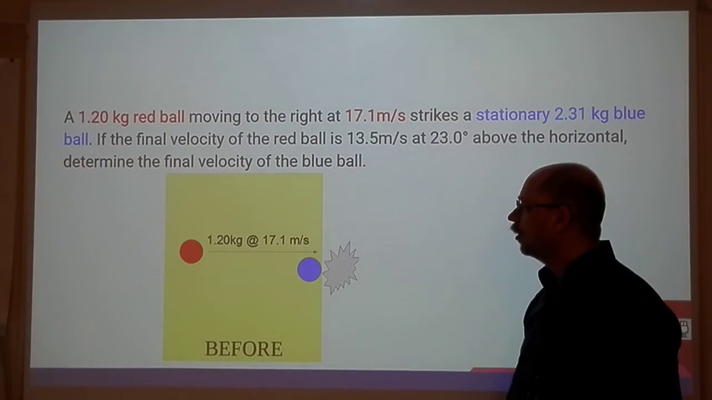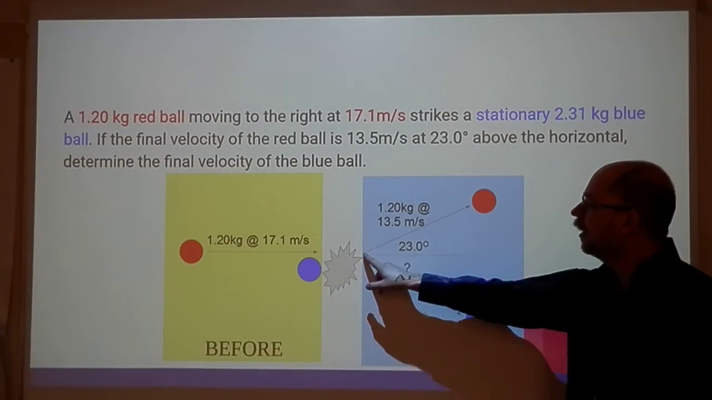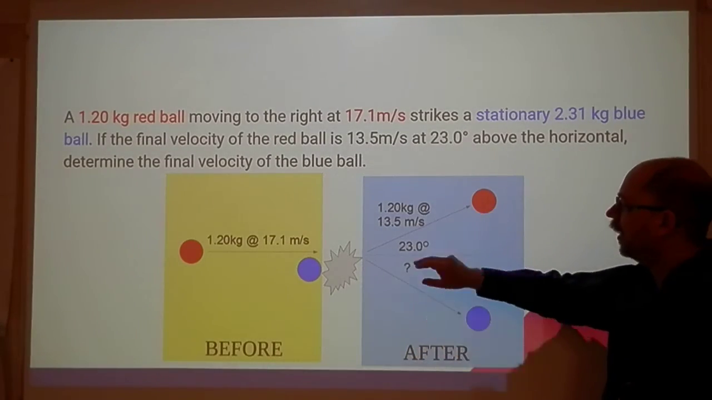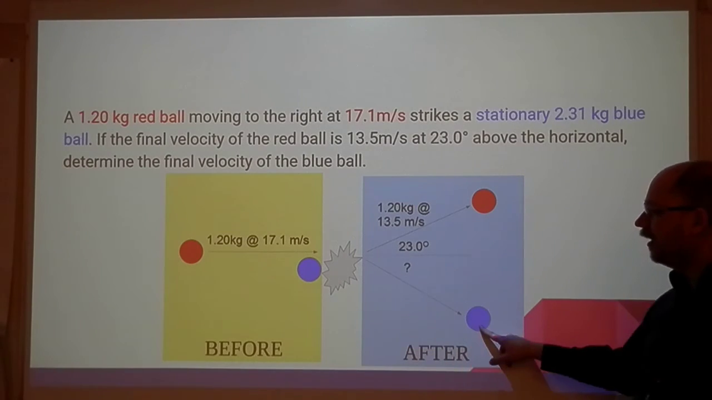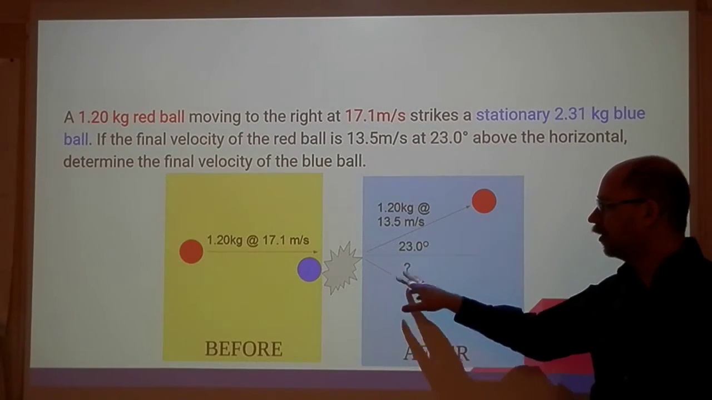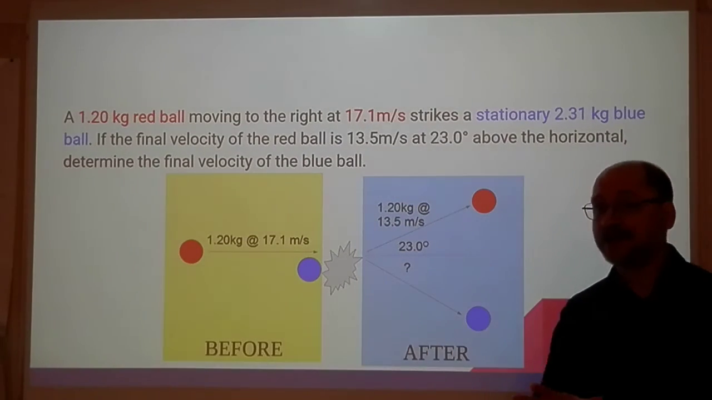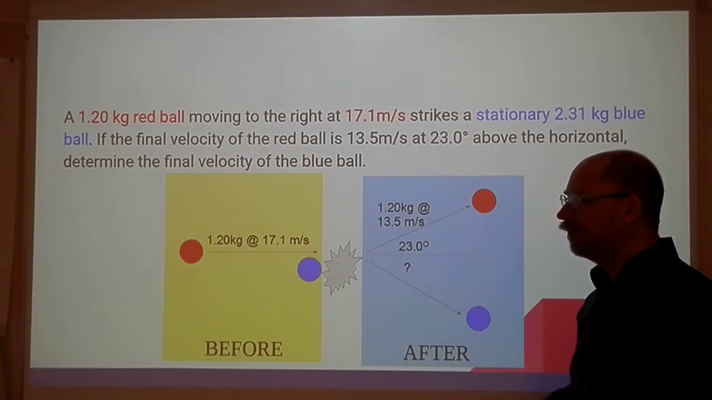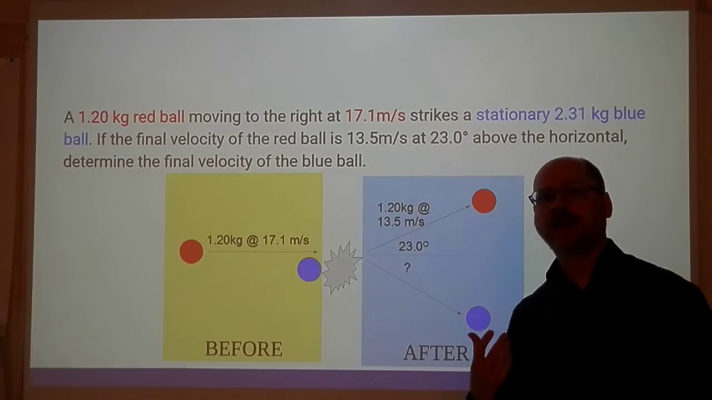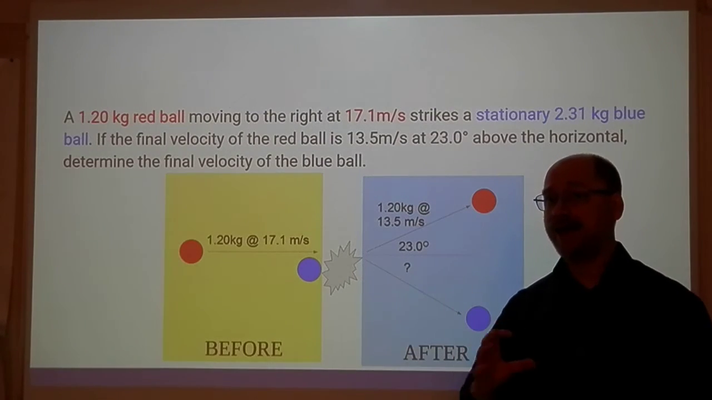The collision occurs, and afterwards, the red ball is going up at a 23-degree angle above the horizontal. I'm giving its mass and velocity again. I don't know anything for sure about the blue ball. I don't know its angle. I don't know its velocity. I know its mass. That's one thing I do know. But that's all the stuff that I'm going to be looking for. I'm trying to find out information about the blue ball after the collision.